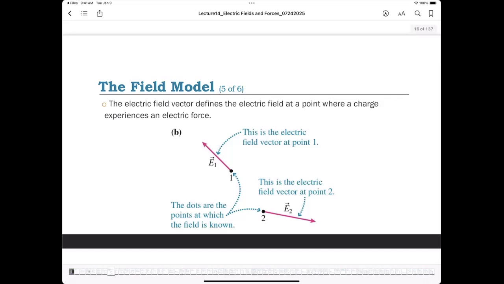And you can see this is the electric field vector at point 1, and this is the electric field vector at point 2. The dots are the points at which the field is known. Does it make sense to you? The electric field vector defines the electric field at a point where a charge experiences an electric force.